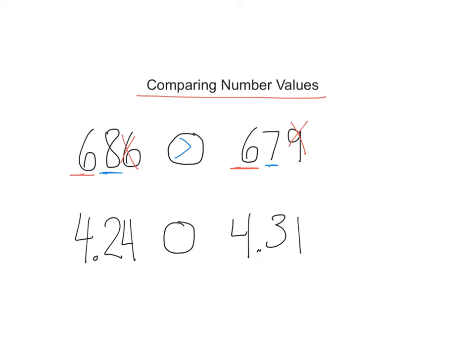We can look at our next set of numbers and it's going to be exactly the same. It doesn't matter that we have a decimal point in these numbers. Just like multiplying, it doesn't change our process. We look at the largest place value, which in this case is the ones, all the way to the left, and our ones are the same. So now we go to the next highest place value, the tenths, and I can see the 3 is larger, so I know that 4.31 is larger. It does not matter that the hundredths is larger in 4.24 because it's a lesser place value.